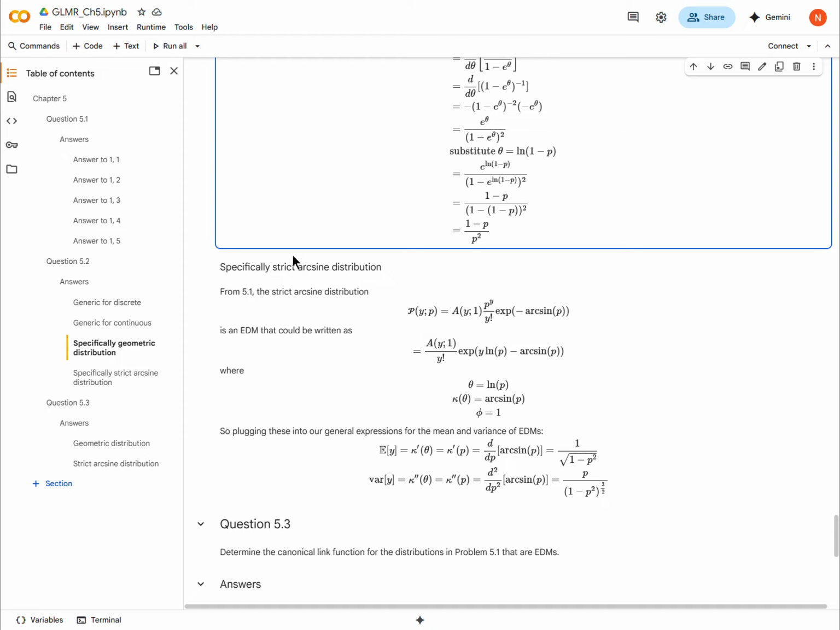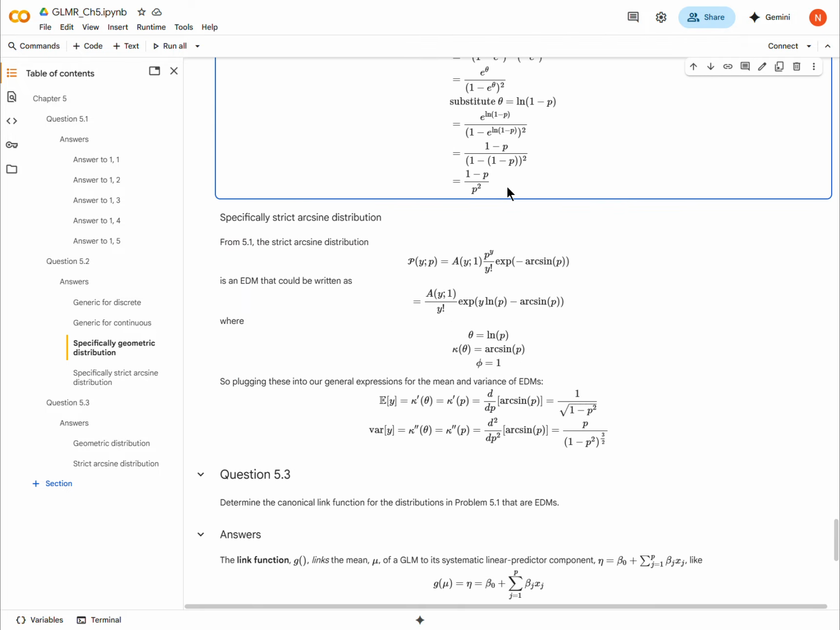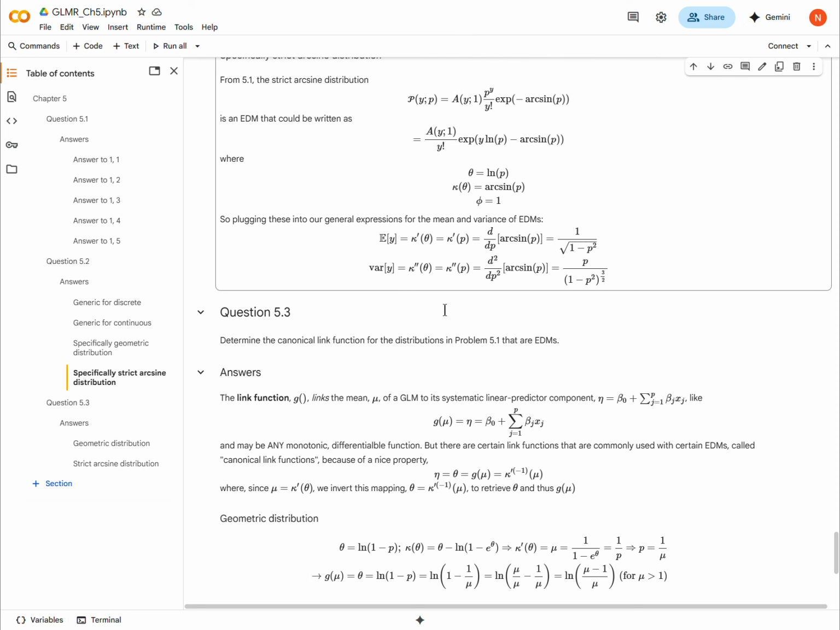So now moving on to the strict arcsine distribution. Now that you understand what the steps are here, I just have an abbreviated version for the strict arcsine. We know what the cumulant is, we know what theta is, and so on, and then we just find the first and second derivatives, and that gives us the mean and the variance respectively.